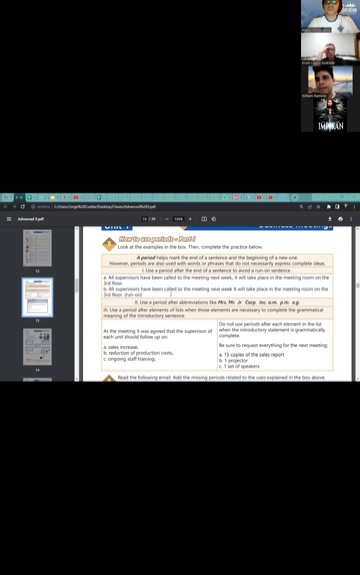Use a period after the end of a sentence to avoid a run-on sentence. Number A, all supervisors have been called to the meeting next week. It will take place in the meeting room on the third floor. Number B, all supervisors have been called to the meeting next week. It will take place in the meeting room on the third floor. Run-on. Okay, continue, please.